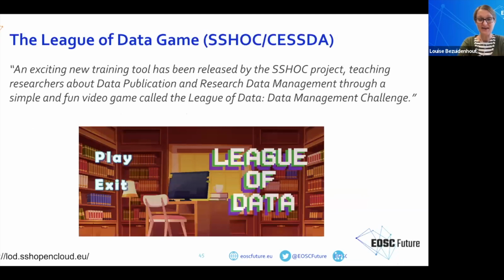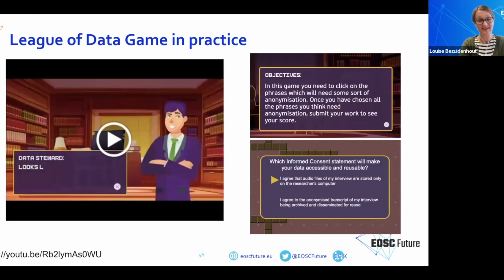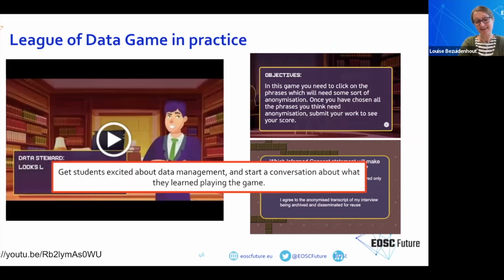The League of Data Games is a game that was created by SHOCK and SESTA. It's a fun interactive data game that allows players to play a kind of innovative version of a data management challenge. It's really fun. It can get students excited about data management. It's slightly more engaging than just walking them through a DMP, but it's also a great way to start a conversation about what they learned playing the game and what they would need to take forward, not only in their own data management, but also preparing to engage with EOSC.